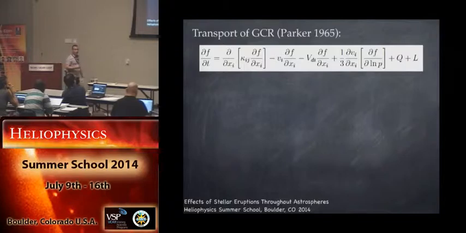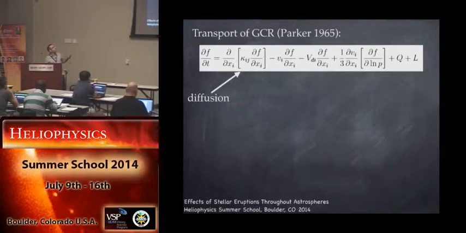The general transport equation for galactic cosmic rays was introduced by Parker in 1965. This is a very generalized equation. And overall, it describes the diffusion term, and you can see this kappa here. This kappa, I think there's 30 years of work just to try to describe what this kappa is and how it behaves. And using that, trying to explain what we see in the heliosphere.